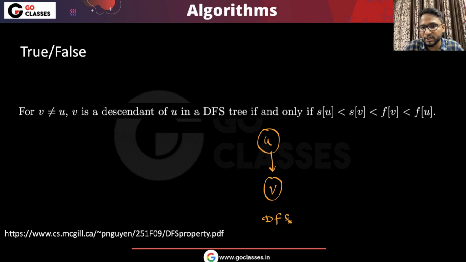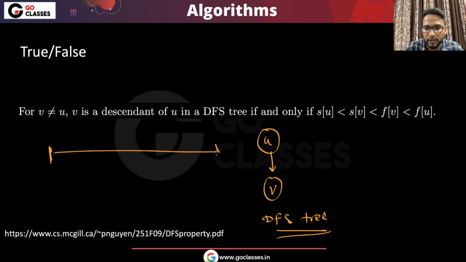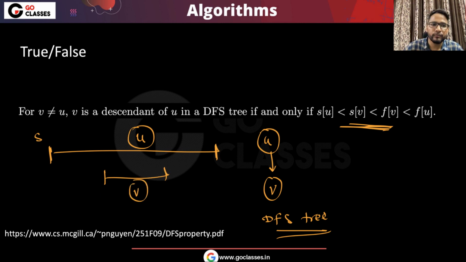So this is a DFS tree. They are talking about the DFS tree. They are not talking about the graph. They are saying the DFS tree. If and only if the start of U, and this is the finish of U, so this is the start of U and finish of U, and in between is the start of V and finish of V. Yes, that is true. If you have a DFS tree like this, then these two are analogous basically. If you have this, then you can make this. This is if and only if.